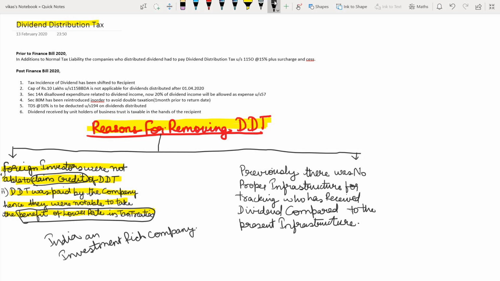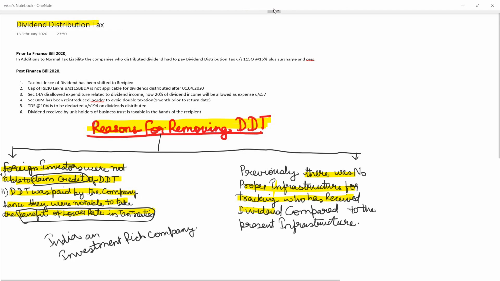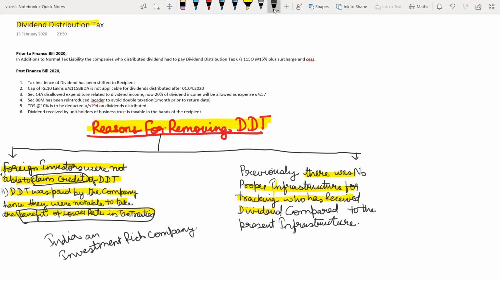investors. And the other reason was that previously there was no proper infrastructure for tracking who has received the dividend, and now the infrastructure for tracking the dividend is there. Actually the two main reasons are that the foreign investors were not able to claim the credit of DDT, and also they were not able to utilize the benefit of the lower rate in the tax treaties, because dividend distribution was taxed at the rate of 15%.